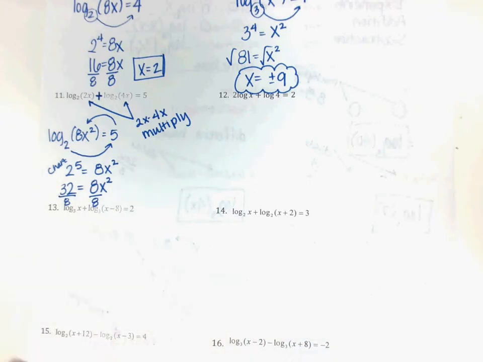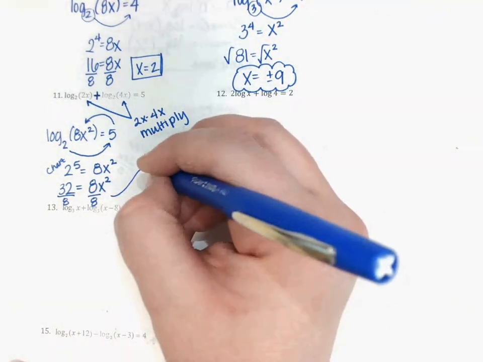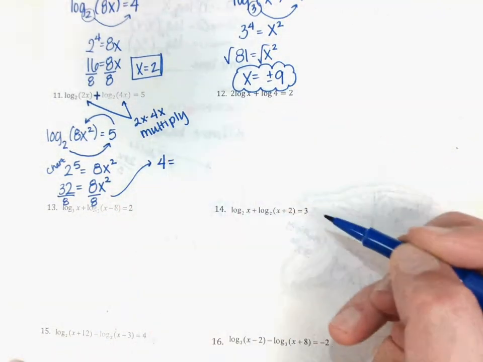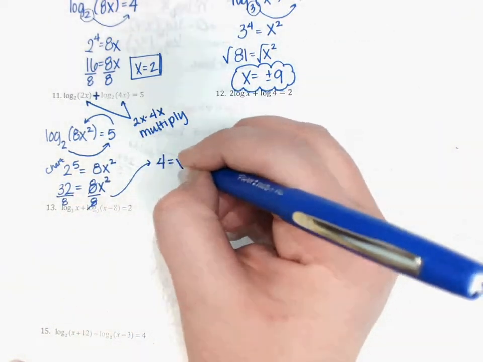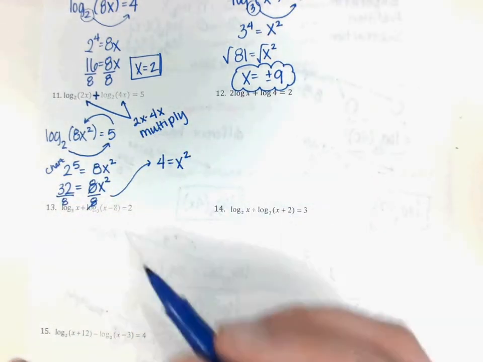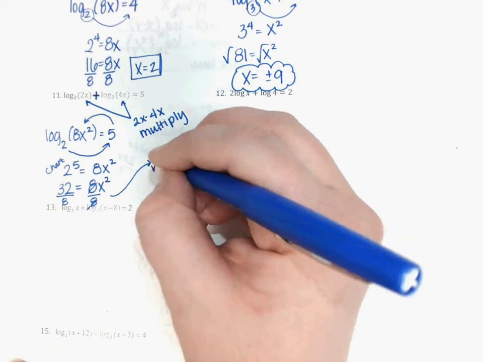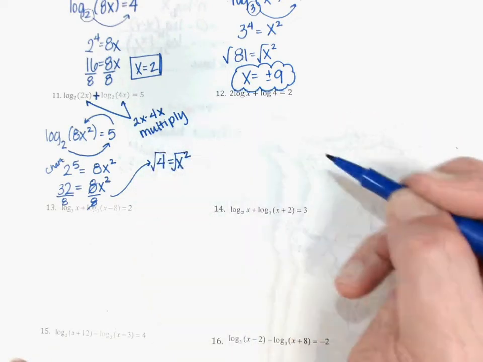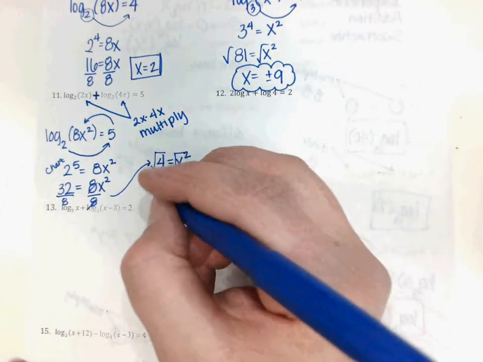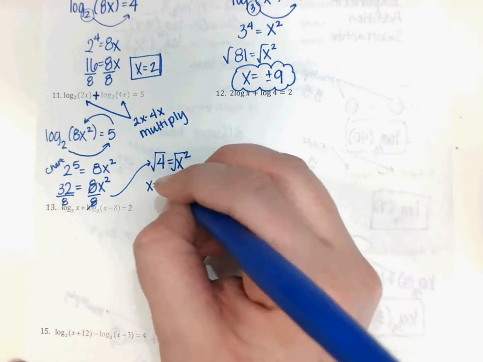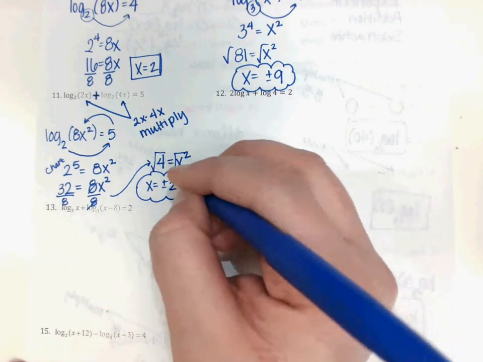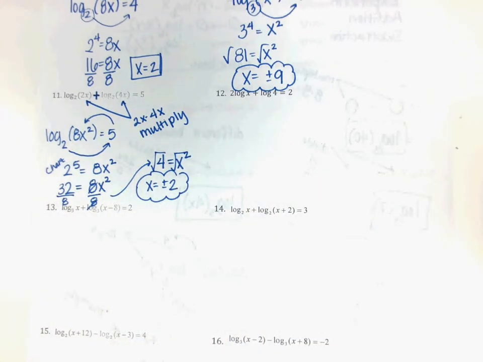What's 32 divided by 8? 4 equals, 8's crossed out, x squared. How do I get rid of the squared? Take the square root. And square root of 4 is 2 numbers. What are they? Plus or minus 2. Good job. Okay, next one, number 12.